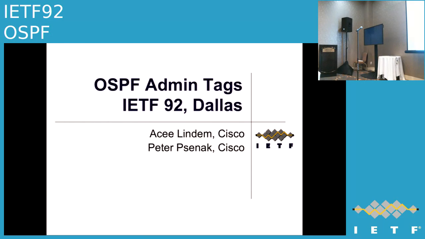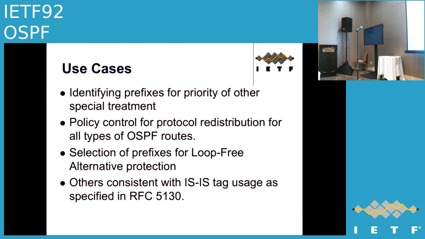So here are some of the use cases. Identifying prefixes for priority treatment, for example, in many router implementations. The convergence is actually dictated by where in the queue the prefix goes through the whole download, that's one thing. Also for redistribution. This is the use case that existed for the longest time, whether or not you want to redistribute a route based on a tag.